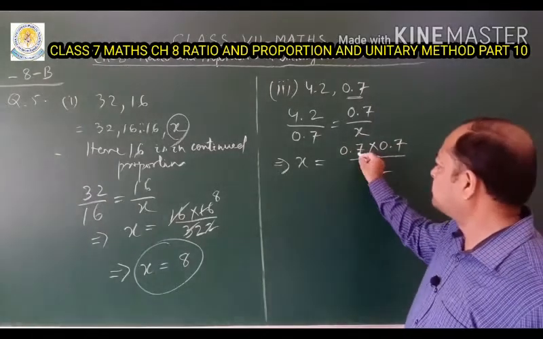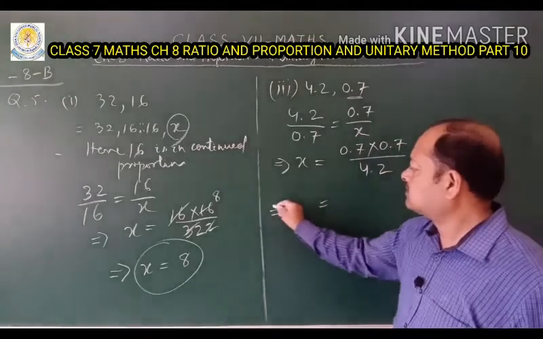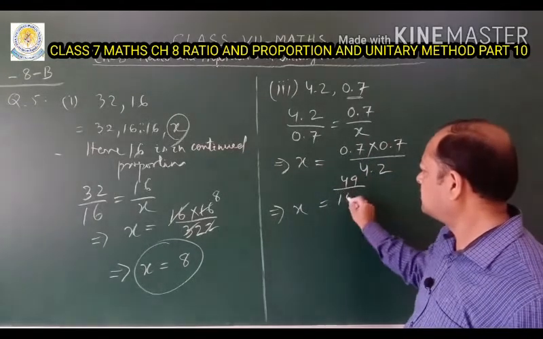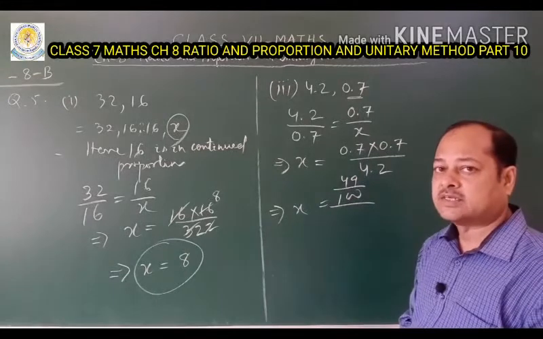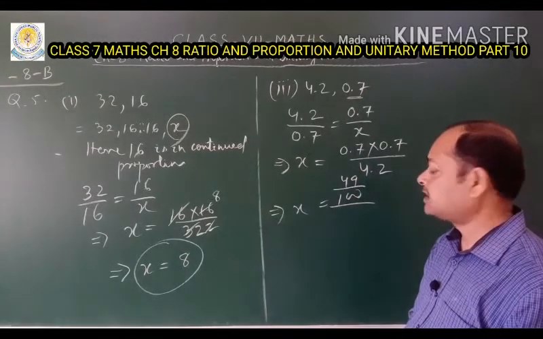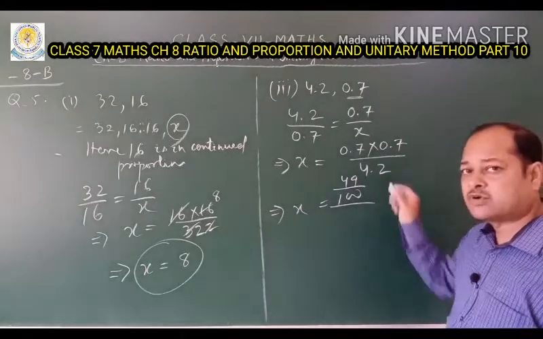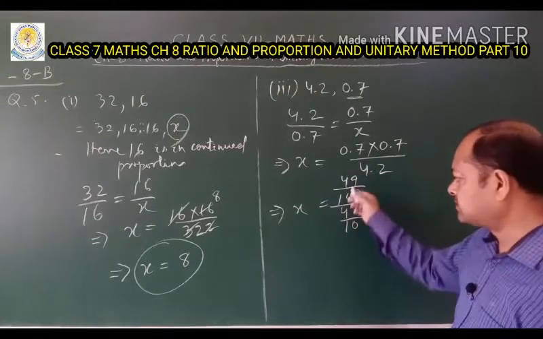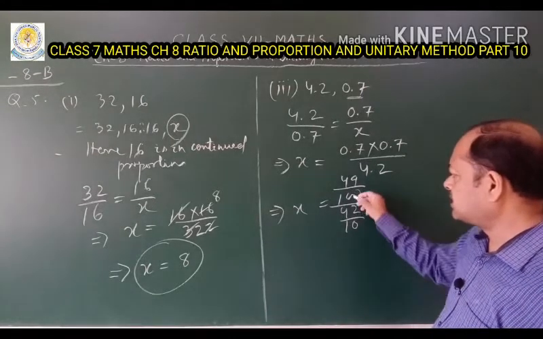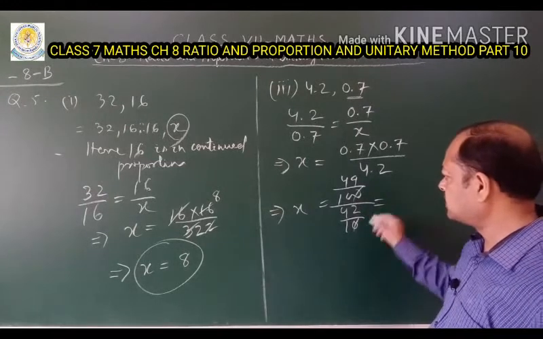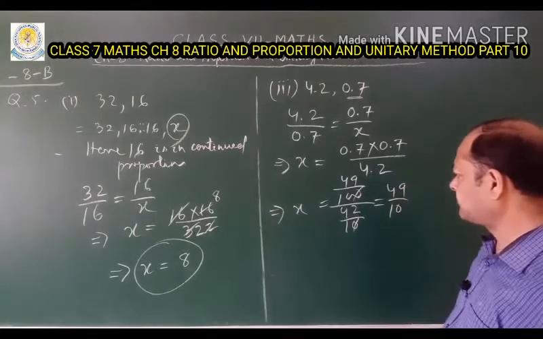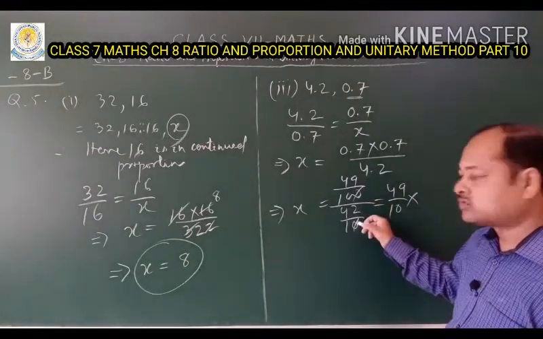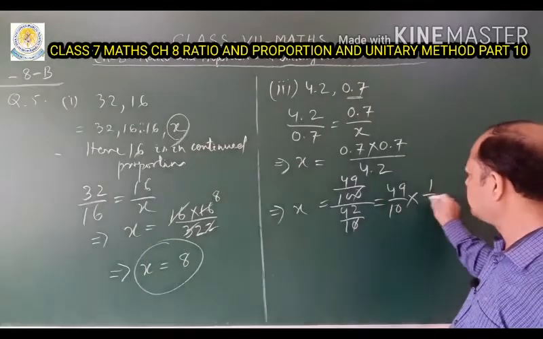So what is 0.7 into 0.7? x equals 7 sevens are 49, so 49 upon 100. So 0.7 into 0.7 is the same as 49 upon 100. Now what is 4.2? 4.2 is the same as 42 by 10. By solving this, see here, 100 is here, 10 is here, the 10 cuts. So what you got here is 1 upon 42 when it is reciprocal.